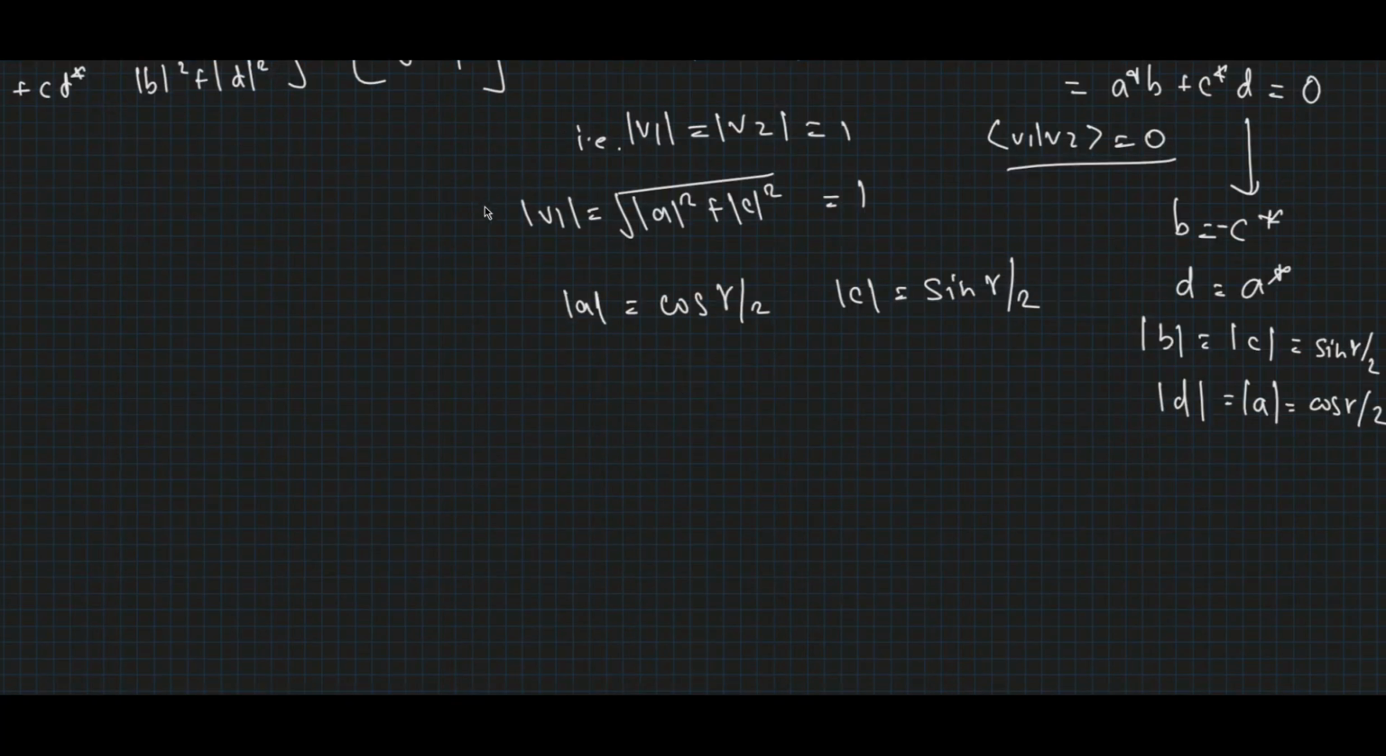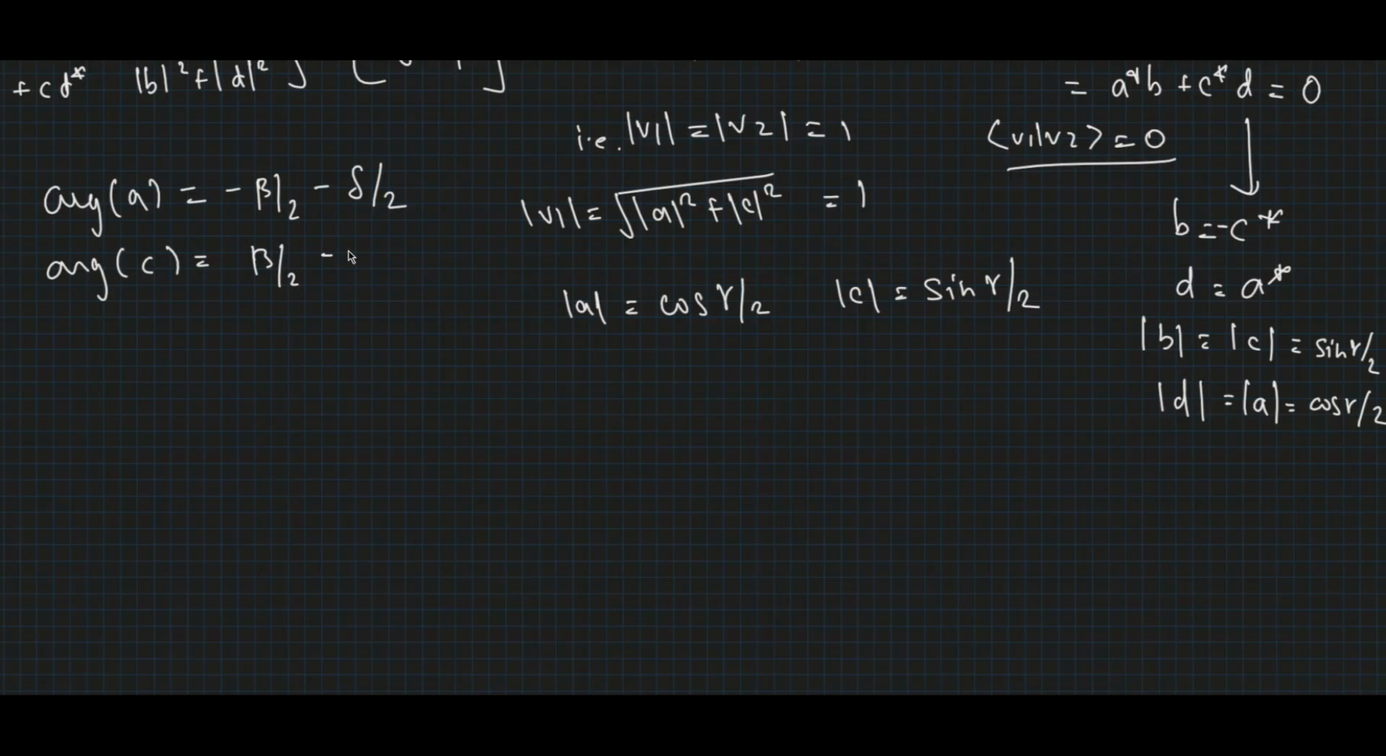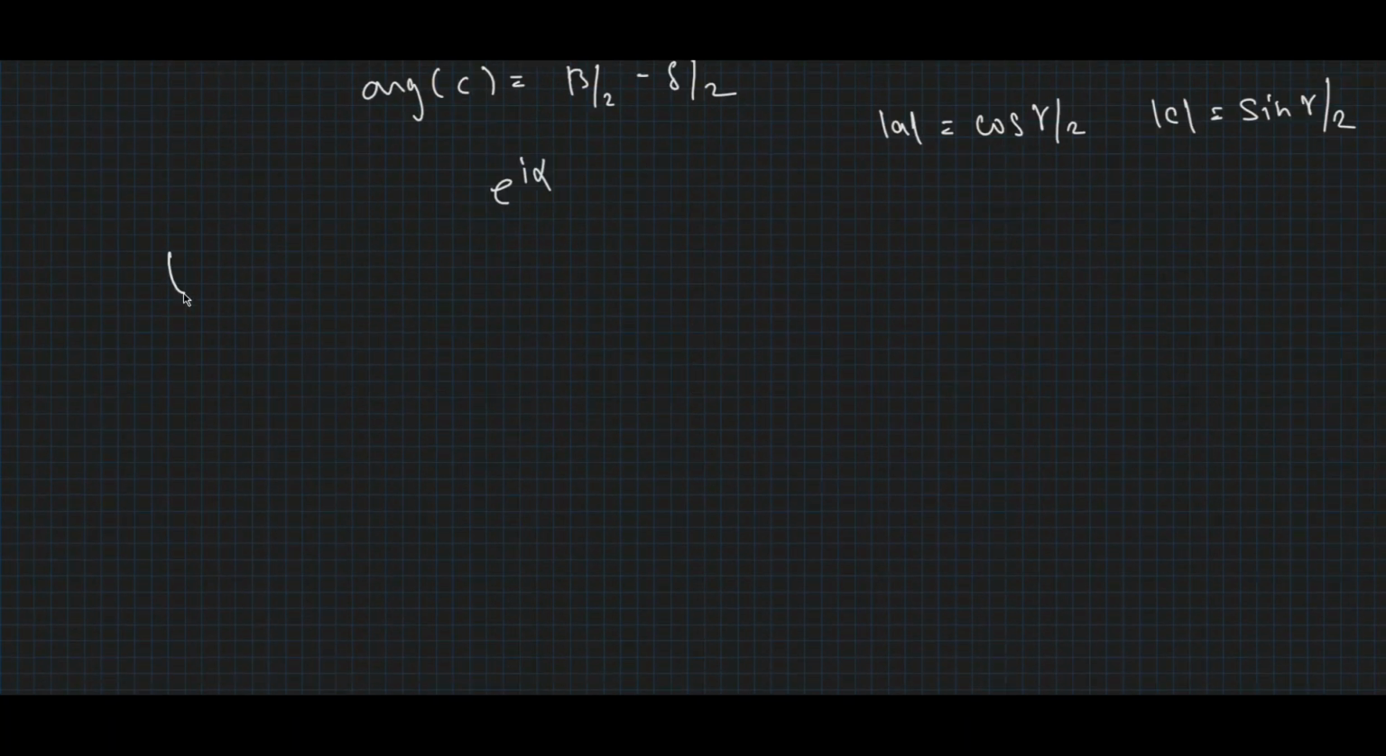And since all of a, b, c, d are complex numbers, we can define the argument of a, which is the angle made by the line of a from the origin with the real axis x, equal to minus β/2 minus δ/2, and similarly the argument of c equal to β/2 minus δ/2, where β and δ are real. And finally, to generalize our unitary operator, we can multiply U by a complex phase e raised to iα, where α is real, to preserve the unitarity of U, which implies we can write U as U equal to e raised to iα times [a b; c d].